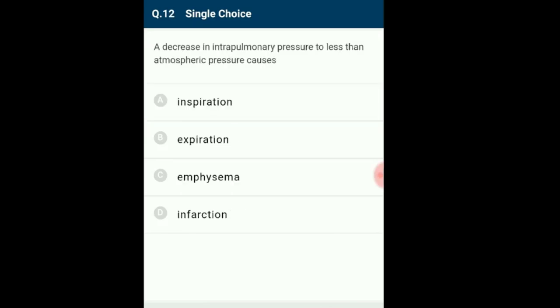Question number 12. A decrease in intrapulmonary pressure to less than atmospheric pressure causes. Intrapleural pressure is the pressure of the air within the pleural cavity between the visceral and parietal pleura. Air flows into the lungs largely due to the difference in pressure. Atmospheric pressure is greater than intra-alveolar pressure and intra-alveolar pressure is greater than intrapleural pressure. Air flows out of the lungs during expiration based on the same principle, when pressure within the lungs becomes greater than atmospheric pressure. So the answer is option A, inspiration.